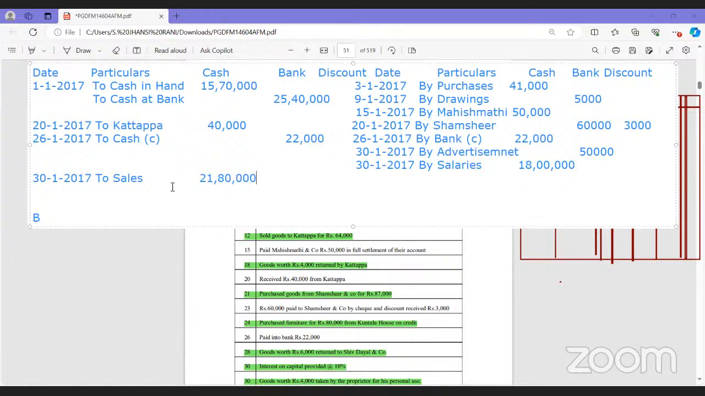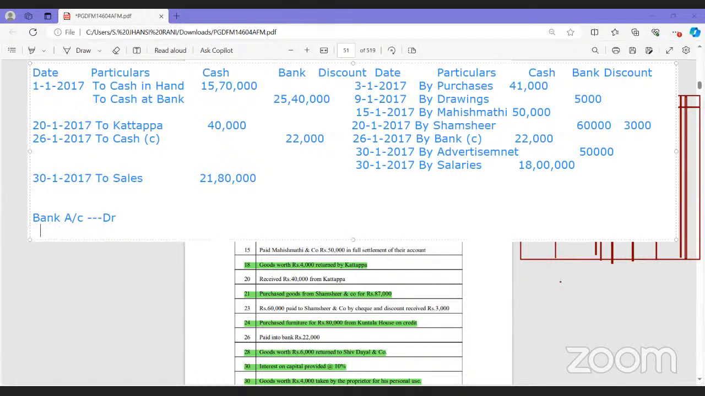Next, paid into bank. Again, we got the other transaction same as contra entry. Paid into bank means bank is receiving, debit the receiver, bank name here. So bank account debit. What are we paying into the bank? We are paying cash. So to cash account, this would be our entry. So again, it is a contra entry.